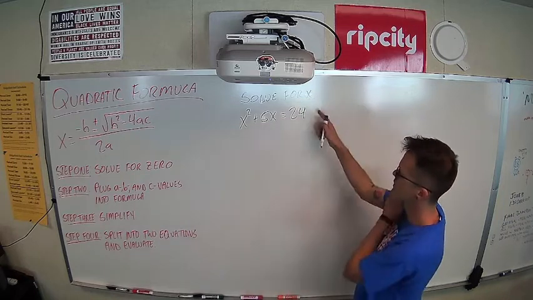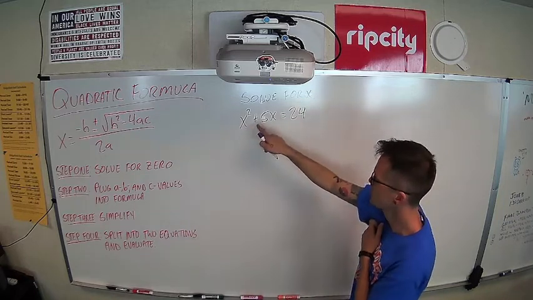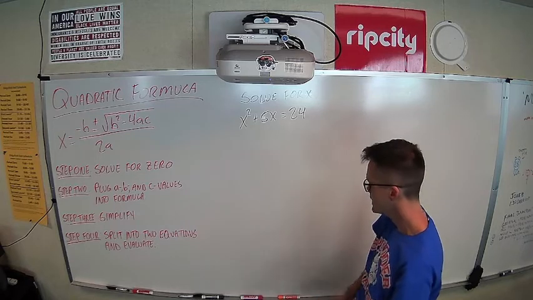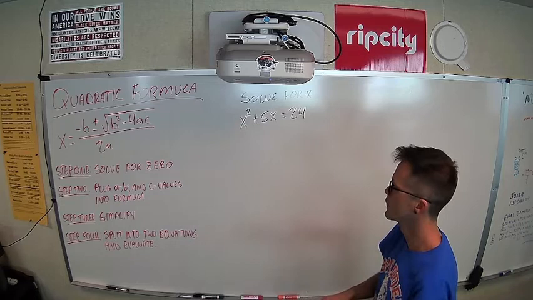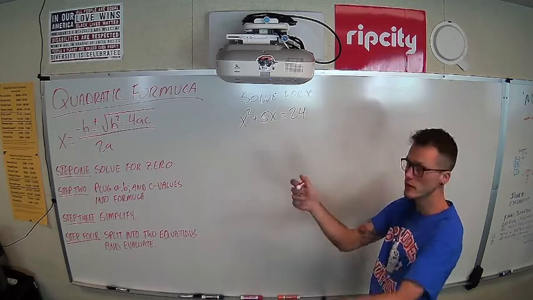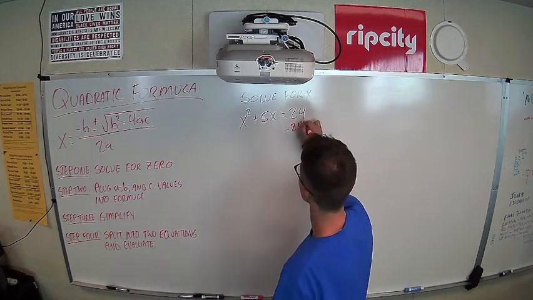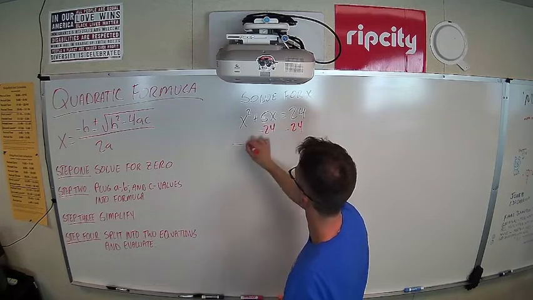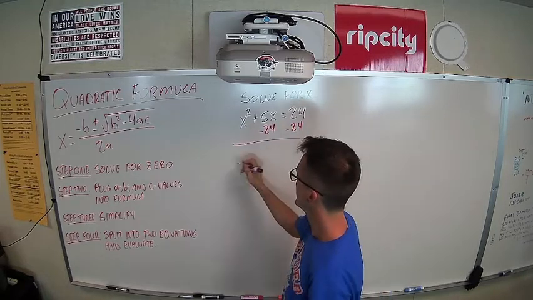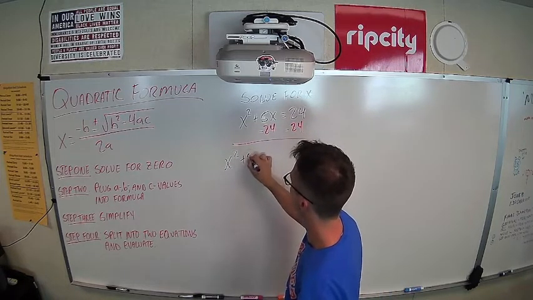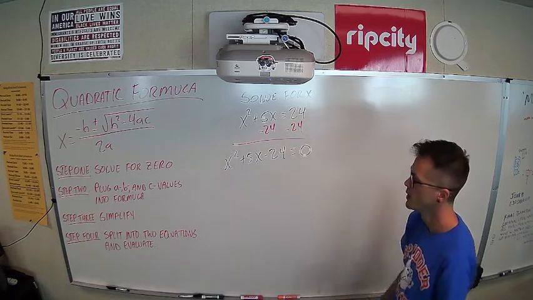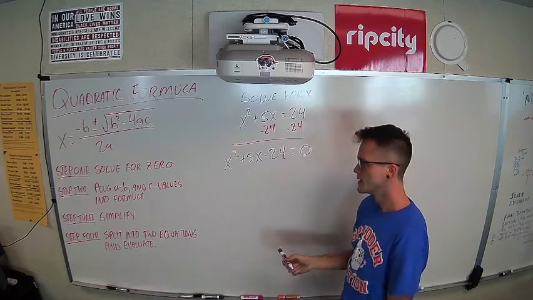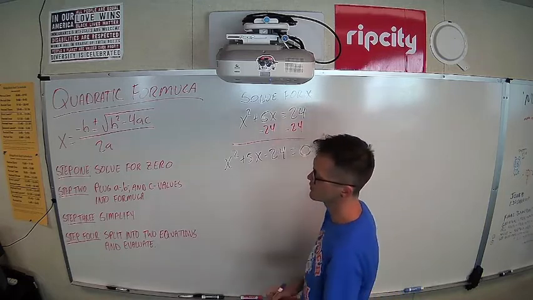Okay, here's our example. It says solve for x, and we have x squared plus 5x equals 24. So step 1, it says solve for 0. I'm going to send everything to the left side. I'll subtract 24 from the right and subtract 24 from the left, and that gives us x squared plus 5x minus 24, and we'll set that equal to 0. Step 1, check.